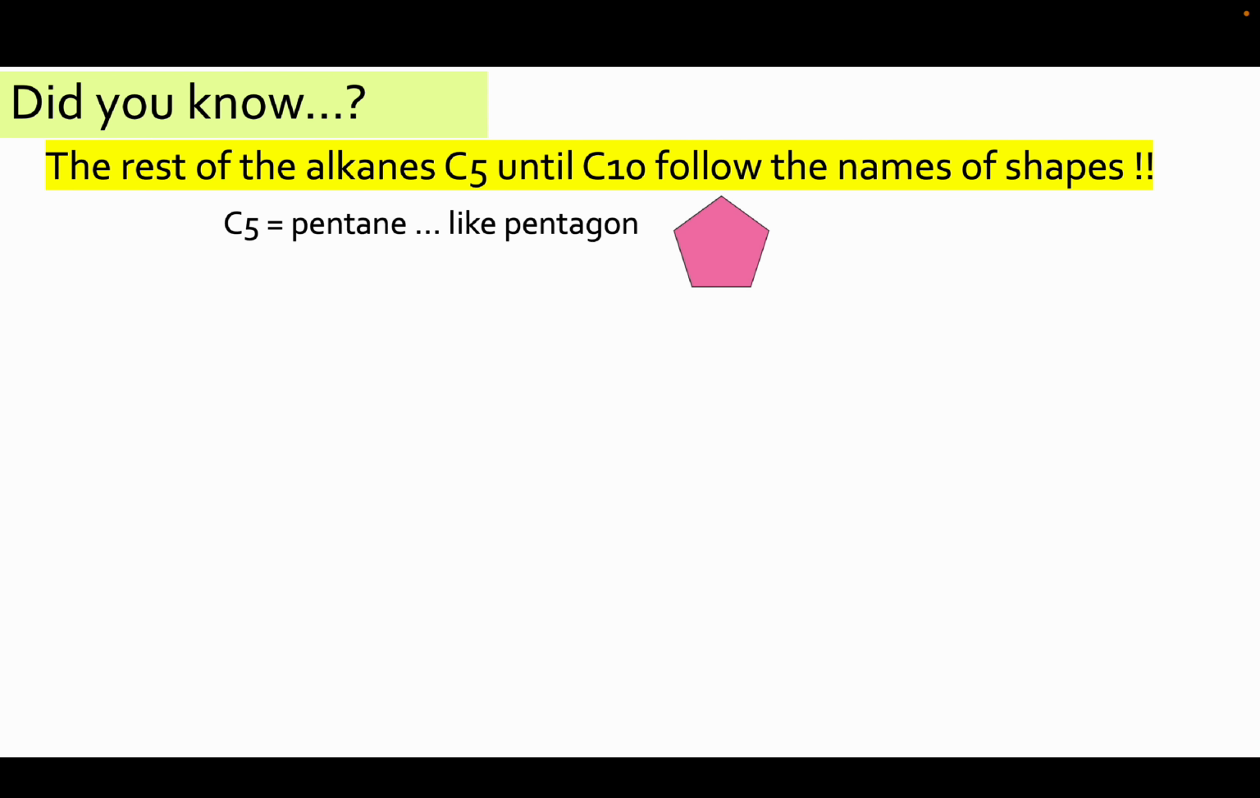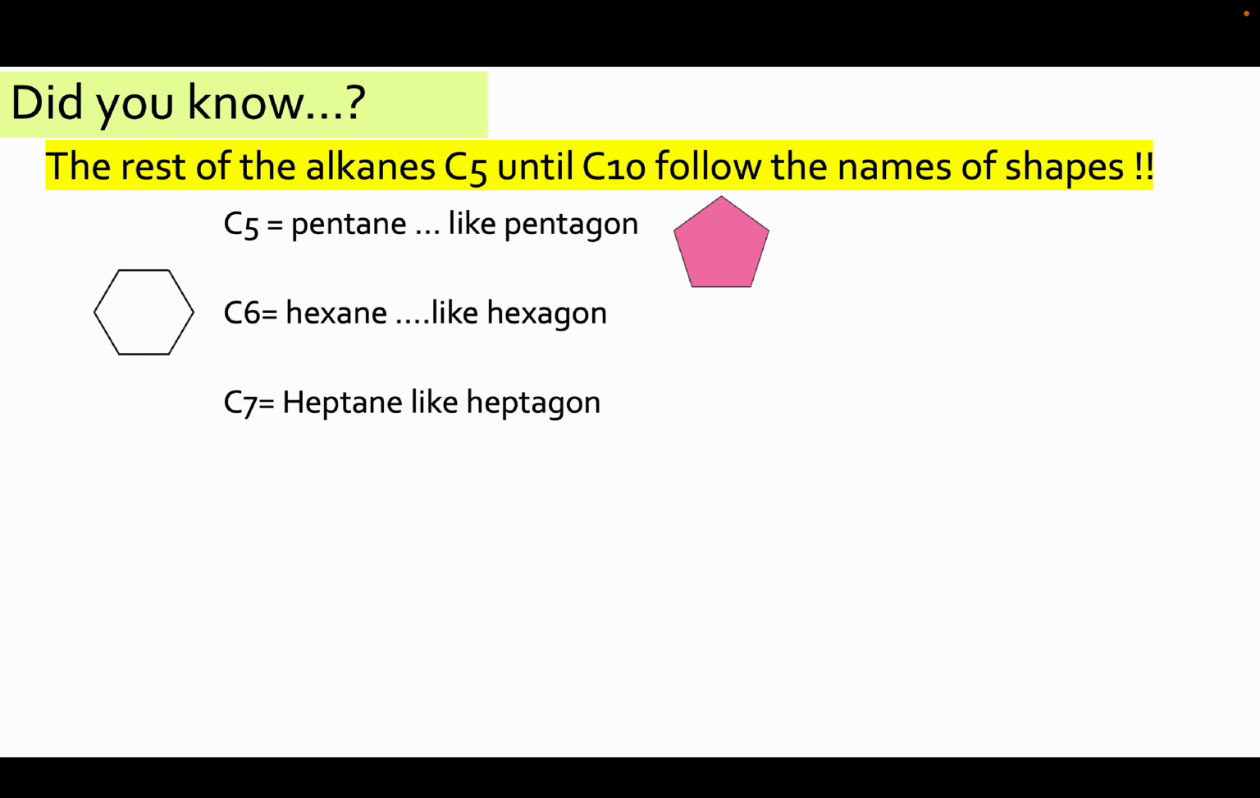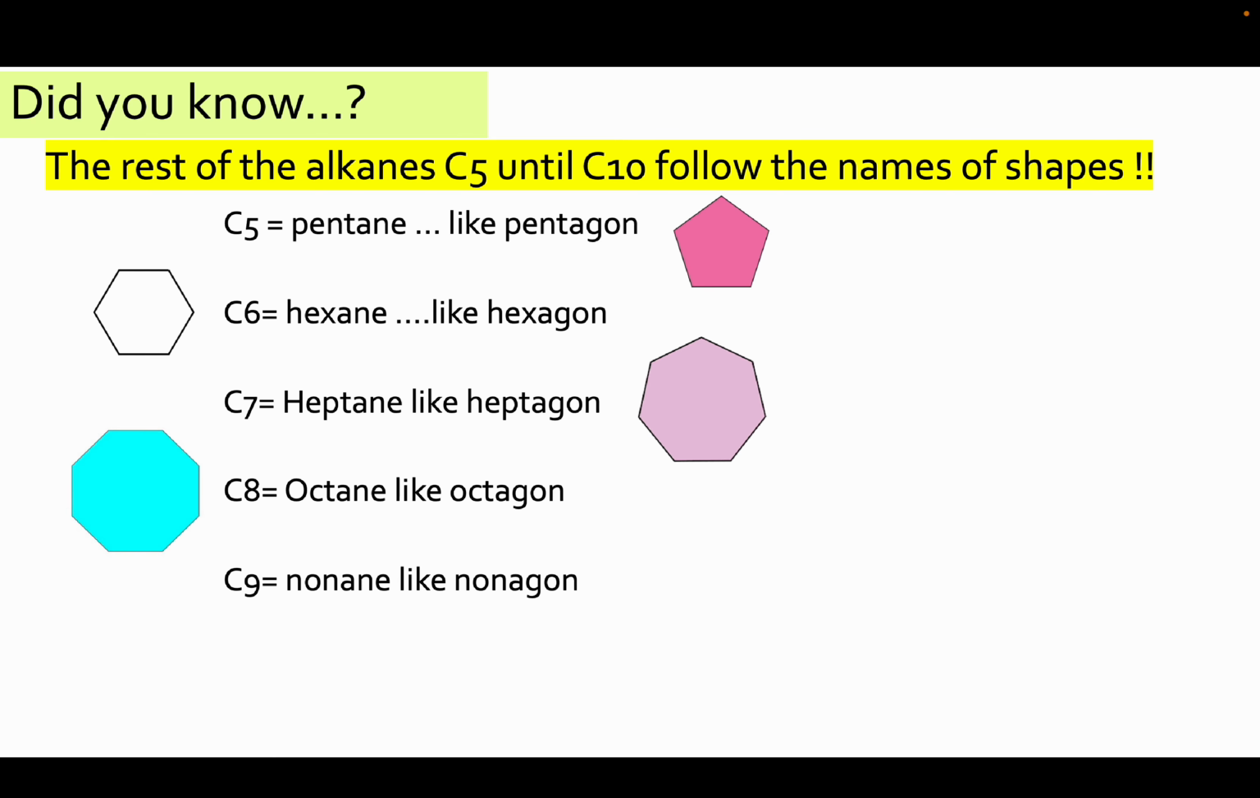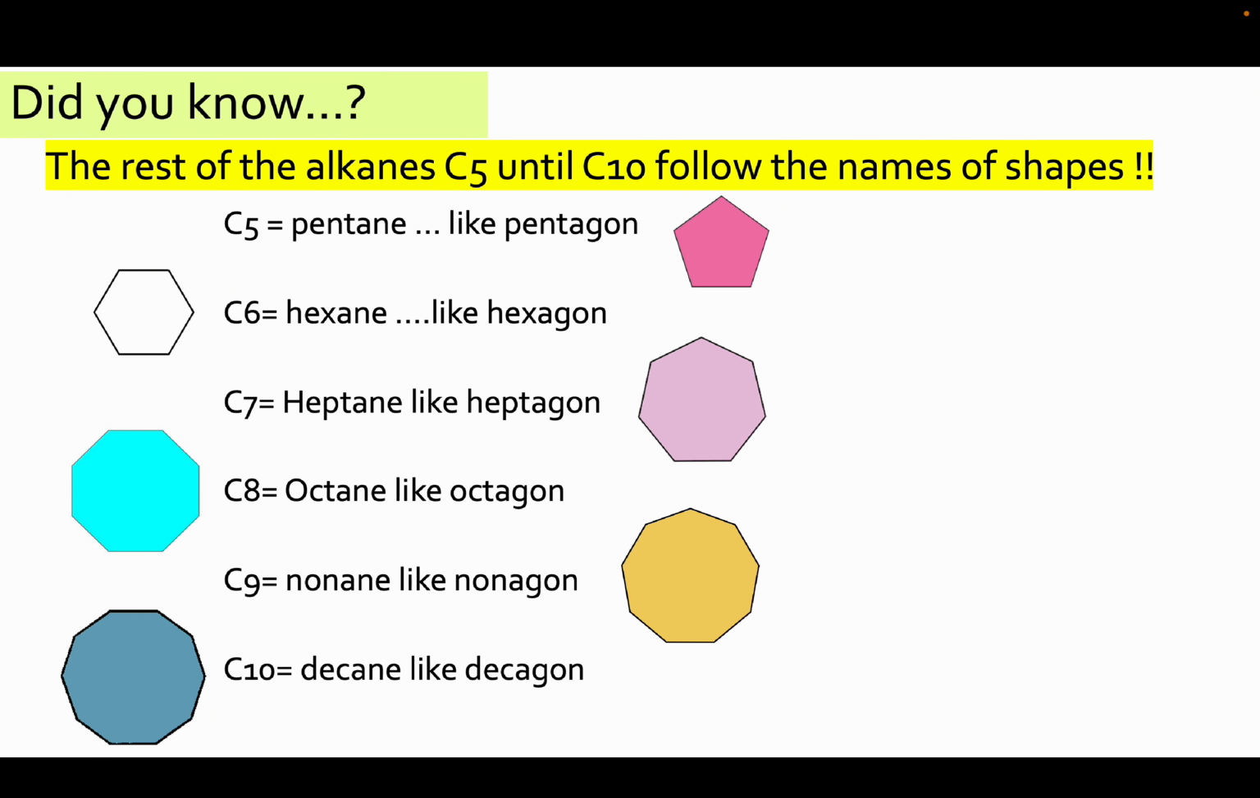Pentagon is a 5-sided shape, so C5 is called pentane. Hexagon is a 6-sided shape, so C6 is called hexane. Heptagon is a 7-sided shape, so C7 is called heptane. Octagon is an 8-sided shape, so C8 is called octane. Nonagon is a 9-sided shape, so C9 is called nonane. And decagon is a 10-sided shape, so C10 is called decane.